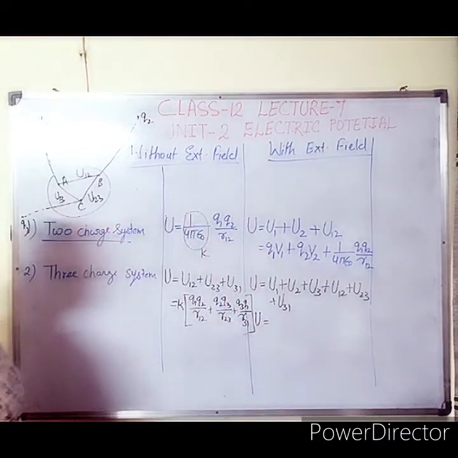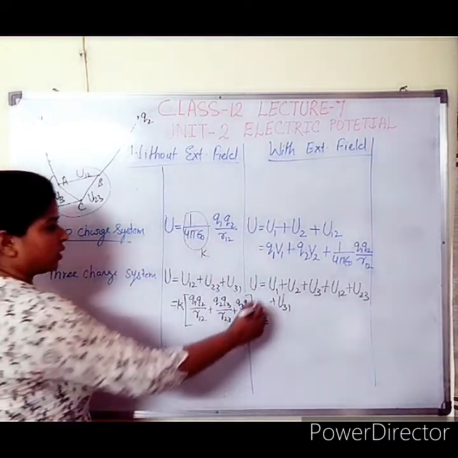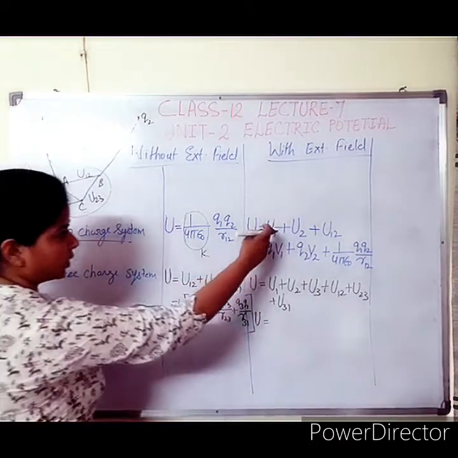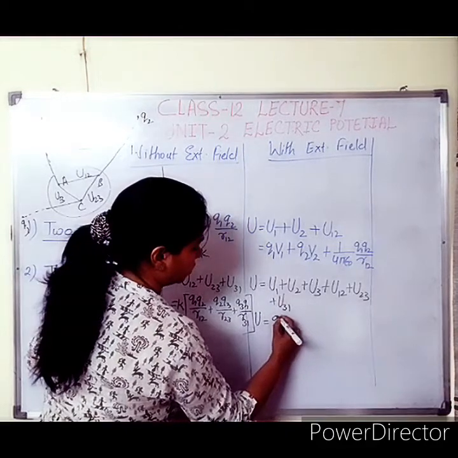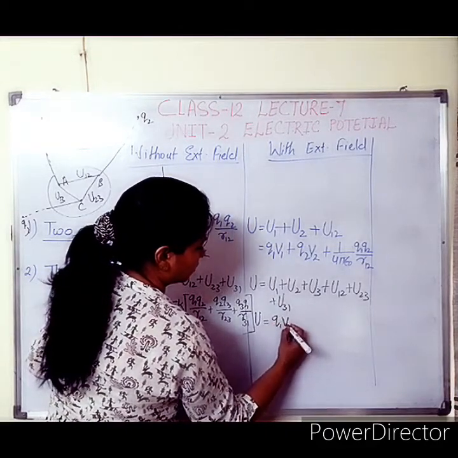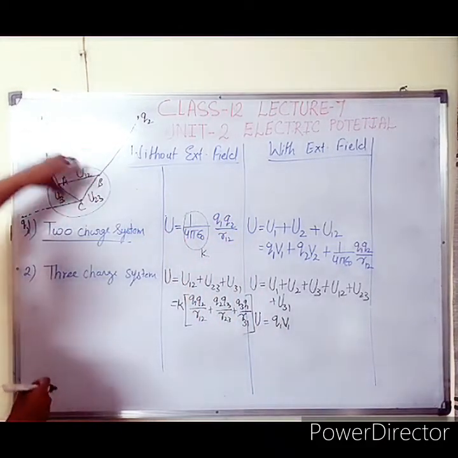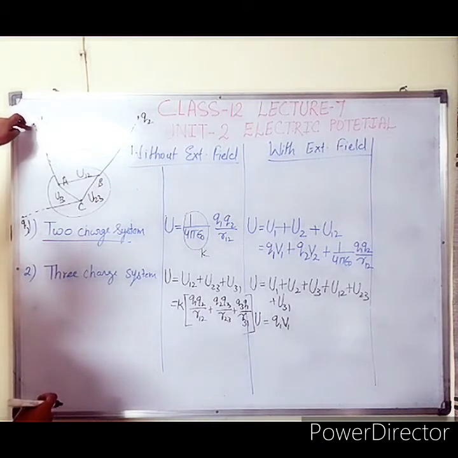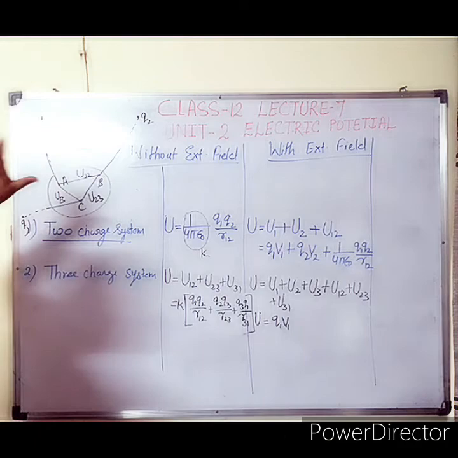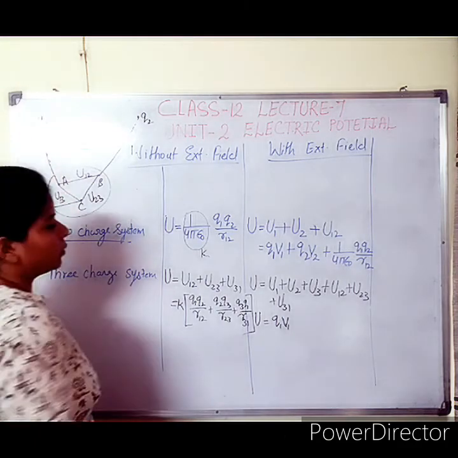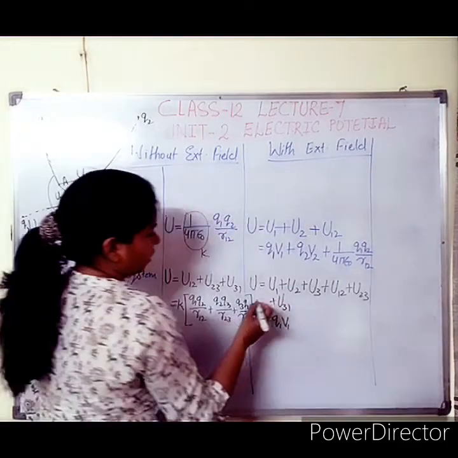U is equal to U1. You can write, see the step. U1 is what? U1 is Q1 V1. You can hear, if the field is applied, there must be work done on this charge to bring it from infinity to point A. So that work corresponds to the potential energy of charge Q1.